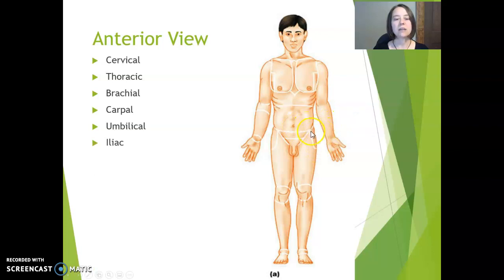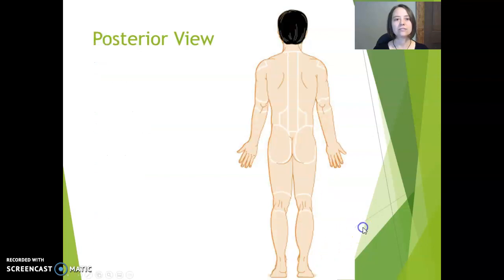Iliac is the hip area. Inguinal is the groin area. Femoral is the leg area. Patellar is the knee area. And tarsal is the ankle area.